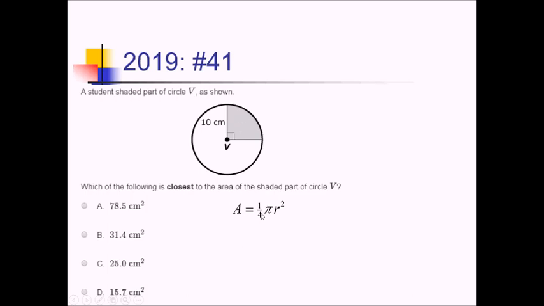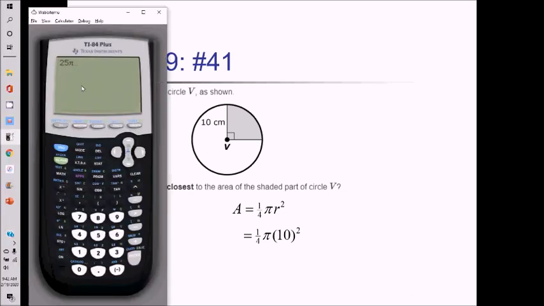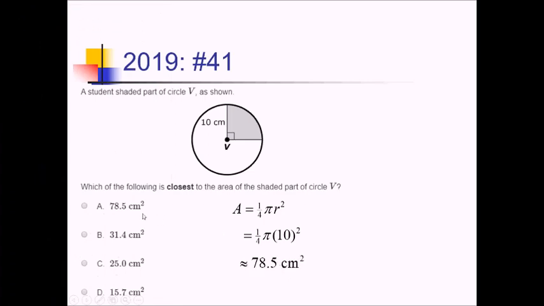So that's going to be 1/4 pi times the radius 10. And if you square that, that's 100. A quarter of that's 25, so 25 pi. Let me put that in the calculator to see what it equals. So 25 pi on the calculator, and I just did second and this button to get a little pi symbol. That comes out to about 78.5. So that's going to be choice A.